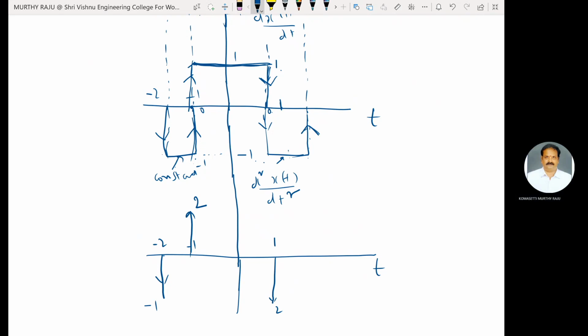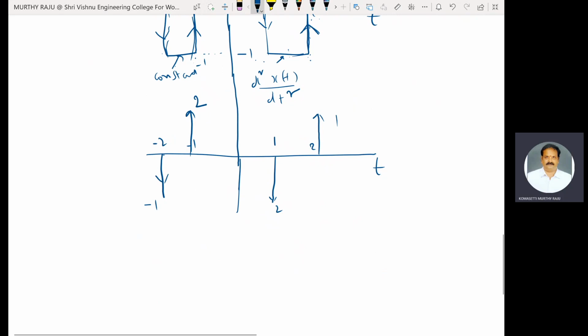Here, this one is a rising function. The rising function here reached to 0. Here is -1, 0 minus of -1, that is +1. This one is 2. The value is +1. This is the second differentiation.